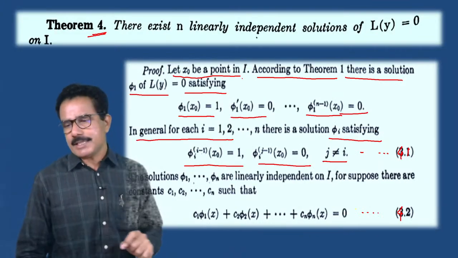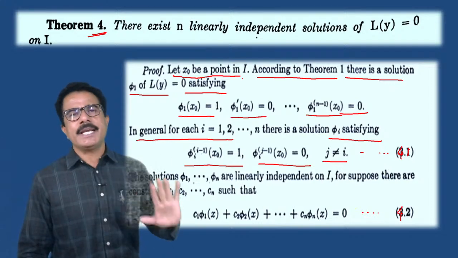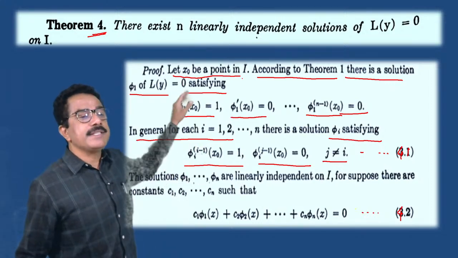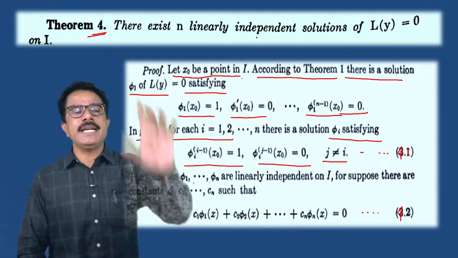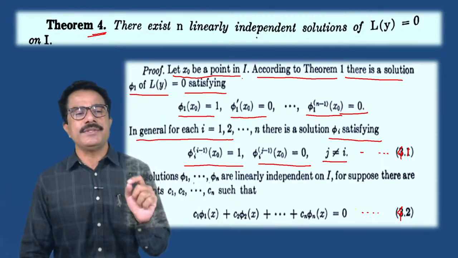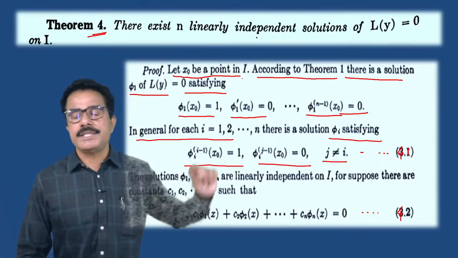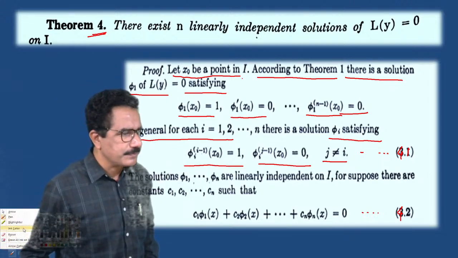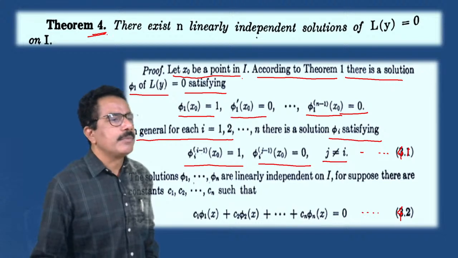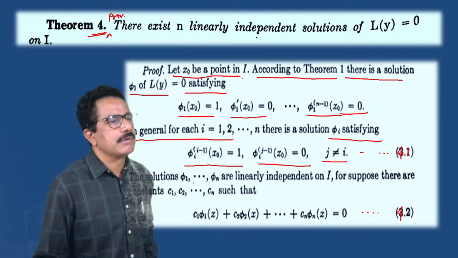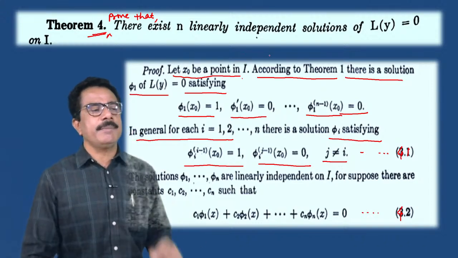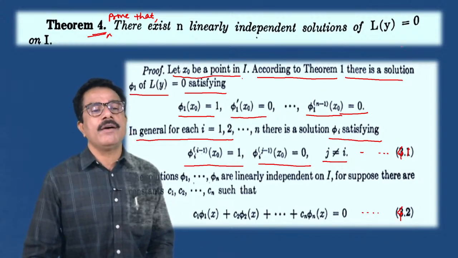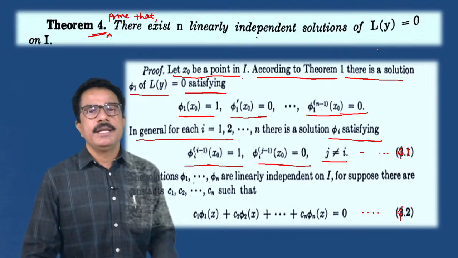ठीक आहे, मी परत एकदा सांगतो, थेरम खूप सिंपल आहे, काय अवघड नाही आहे. There exists n linearly independent solutions of L of y is equals to 0. This is the statement of the theorem, or we can write, याला असं सुद्धा लिहितात, prove that there exist n independent solutions of L of y is equals to 0.